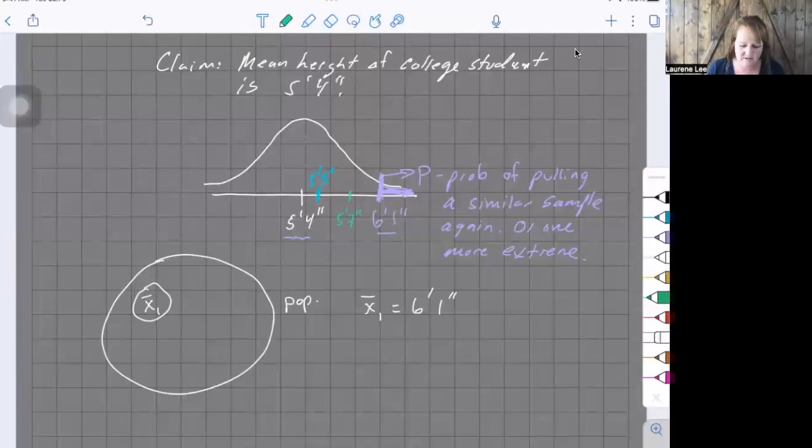And the answer is that in a hypothesis test, we set a threshold. We say, hey, I'm going to create a line right here, and I'm going to say anything from that line up into the tail.